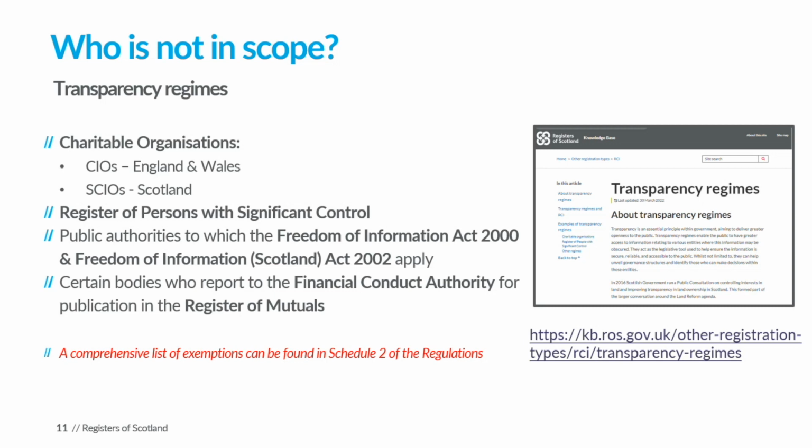As we're covering unincorporated bodies today, it is worth highlighting that COs and SCIOs are out of scope. You will still need to submit if the process to become incorporated is pending but not completed. We've covered transparency regimes extensively on our RCI knowledge base and in our beginner's guide to RCI video, which you'll find on our YouTube channel. So I won't go into significant detail today, but you'll see examples on the page and the link should be clickable also.